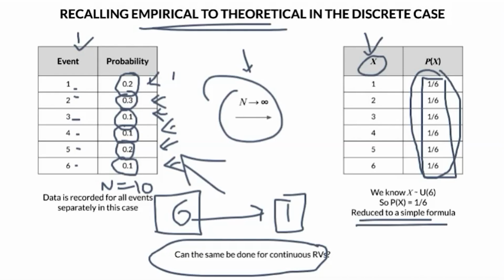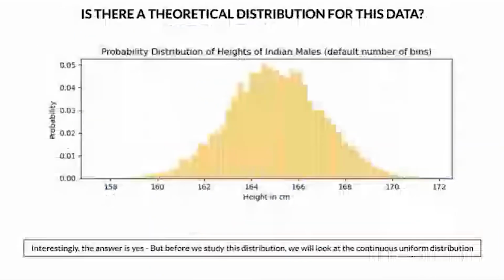So in continuous RVs, what are we asking? Here it is 6 values to 1 value. In continuous, we are asking infinite values to one formula. Is that possible? The funny answer is yes, it is possible.